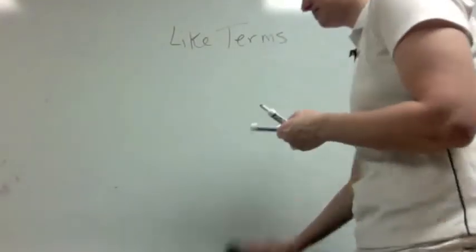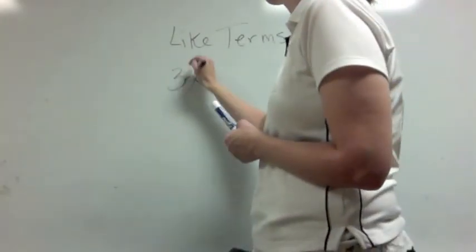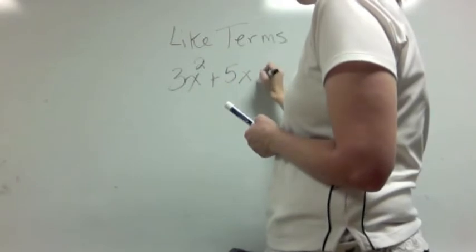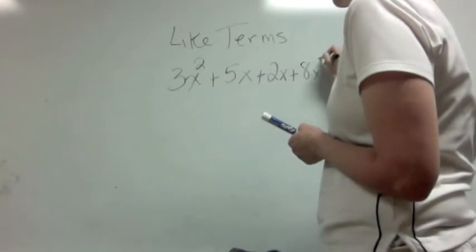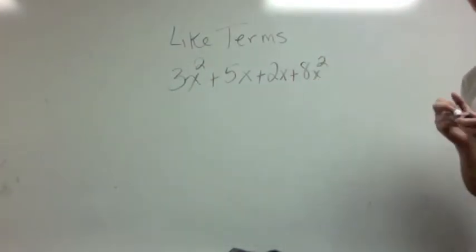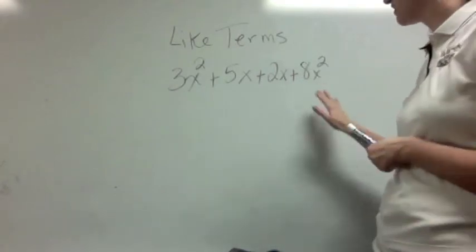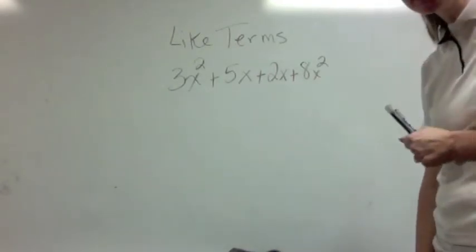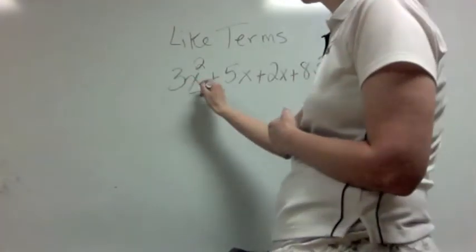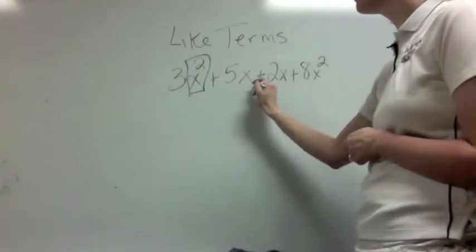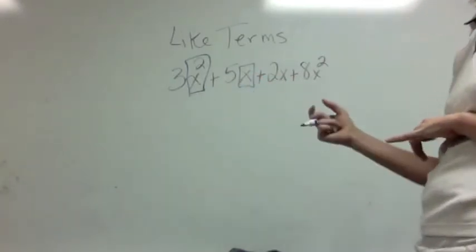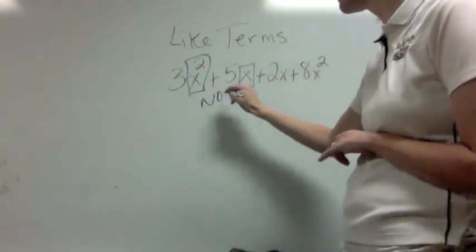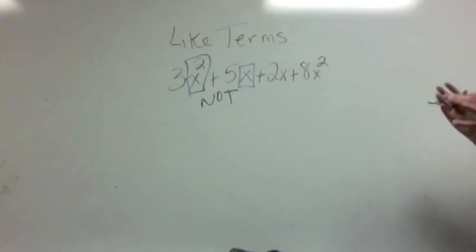In another problem, here, these look very similar. And some people may say that all four of these are like terms, but that would be incorrect. The variable part here is x squared, and the variable part here is an x. Now, those are not the same thing. Okay, they are not exactly the same. So these two are, in fact, not like terms because the variable part is different. Now, it's only slightly different, but it is different.